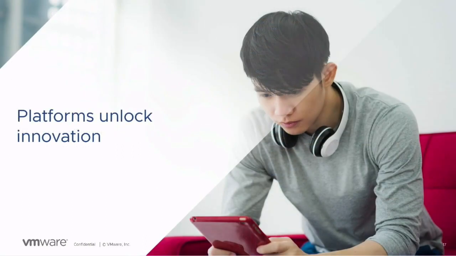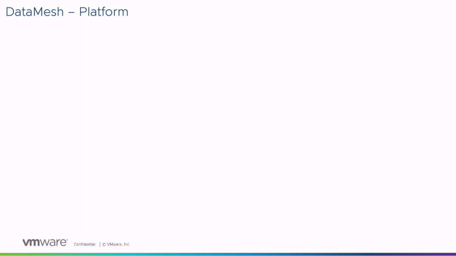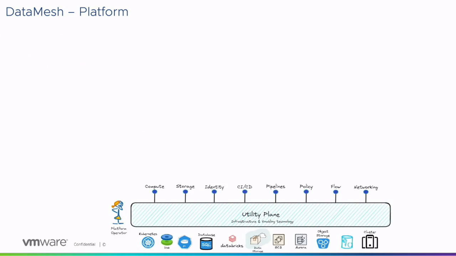Now that you have a concept of data products and you understand what a data product is, your platform is what enables you to build data products. Now, in a data mesh architecture, what does a data mesh platform look like? For me, a data mesh platform has primarily 3 layers. The first one is the infrastructure utility plane, and this enables you to provision the necessary infrastructure.